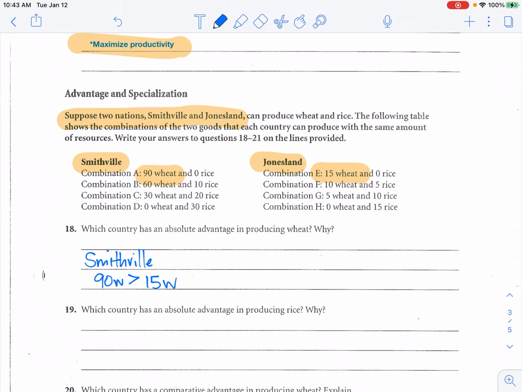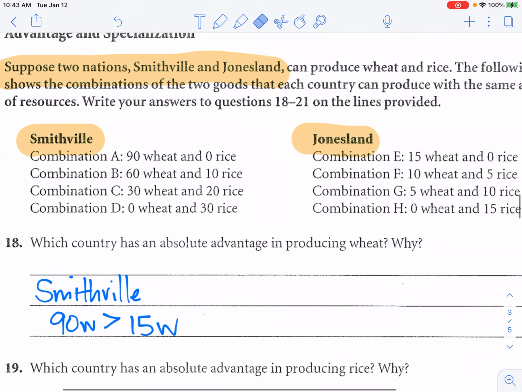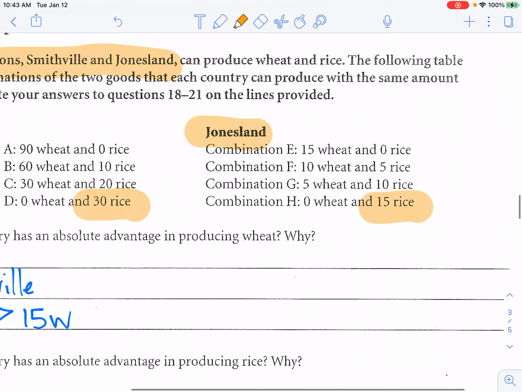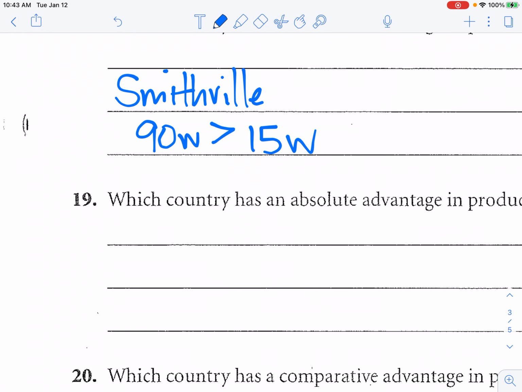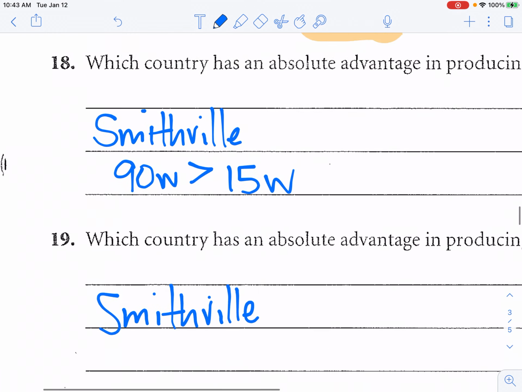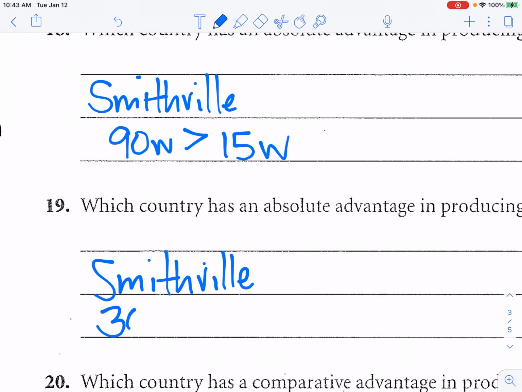Which country has the absolute advantage in producing rice? So when we look at Smithville and Jonesland, and we look at what happens when they're only producing rice, that's down here with combination D, where they're using all their resources towards that. And Jonesland's producing 15 again. So it turns out that Smithville is better at producing both. So Smithville, because 30 is greater than the 15 that Jonesland can produce.